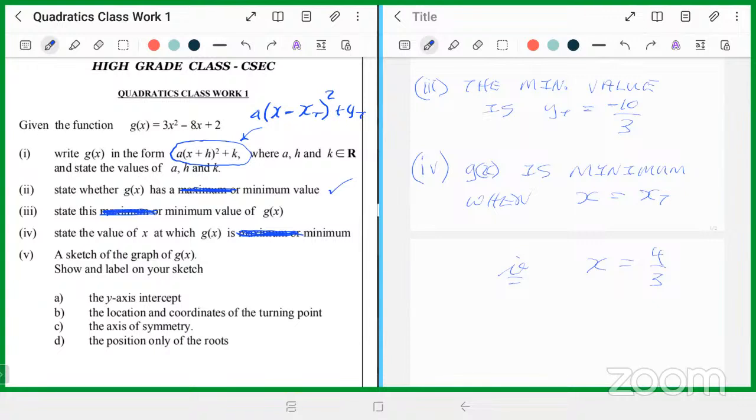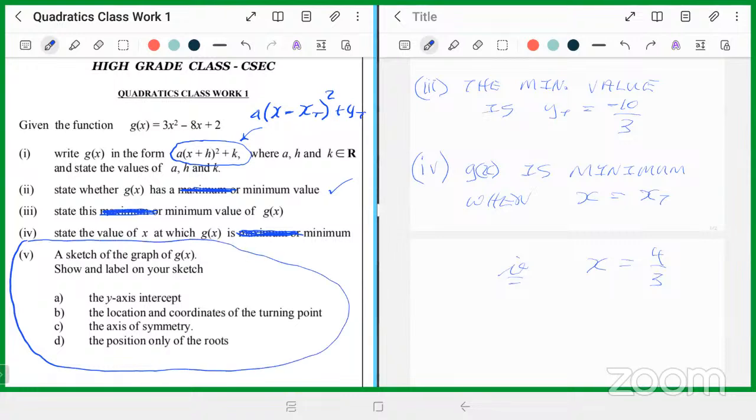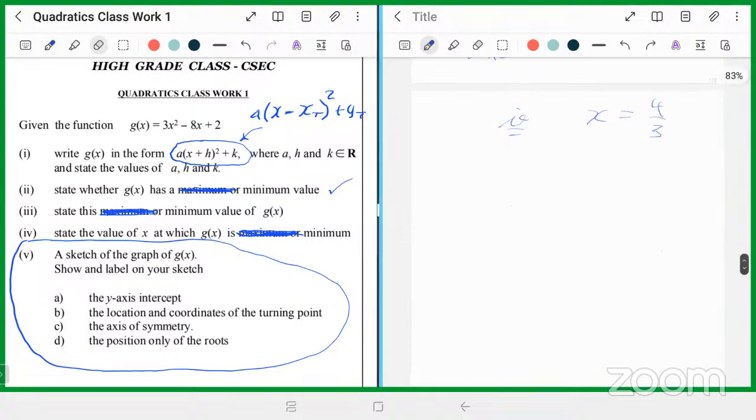And then part 5 now is basically asking us to sketch the graph. We have to show the y-axis intercept. We have to show the turning point. We have to show the axis of symmetry. And then we have to show the position of the roots. All right, so we're going to do a sketch of it now. Let's look at how we analyze and bring down the sketch. What do we do to get the sketch?